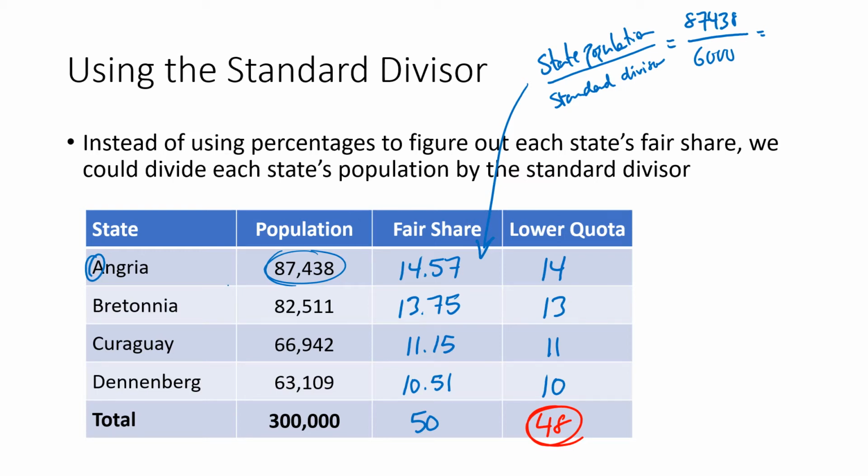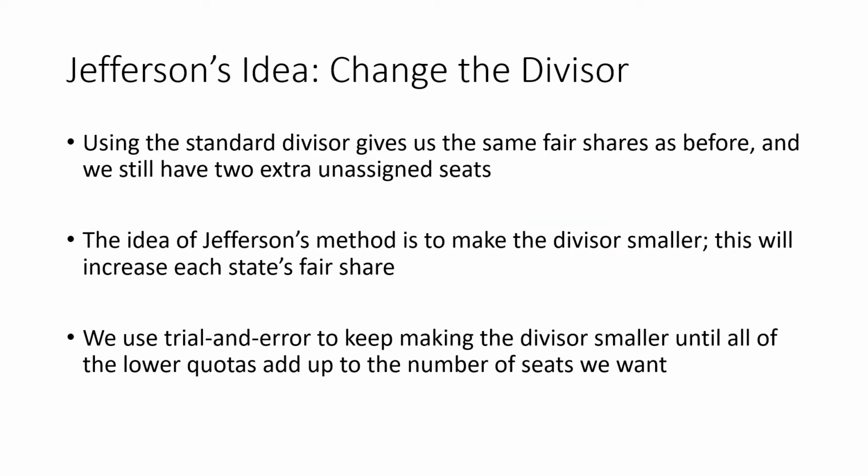So Jefferson's idea says, okay, the way to fix that is to change the divisor, right? Instead of dividing those populations of those states by 6,000, we're going to divide them by a different number. We're going to have to make that divisor a little bit smaller. That'll make the fair shares a little bit bigger, and if we pick the right divisor, then when we figure out those slightly larger fair shares and round them all down, maybe those numbers will add up to 50.